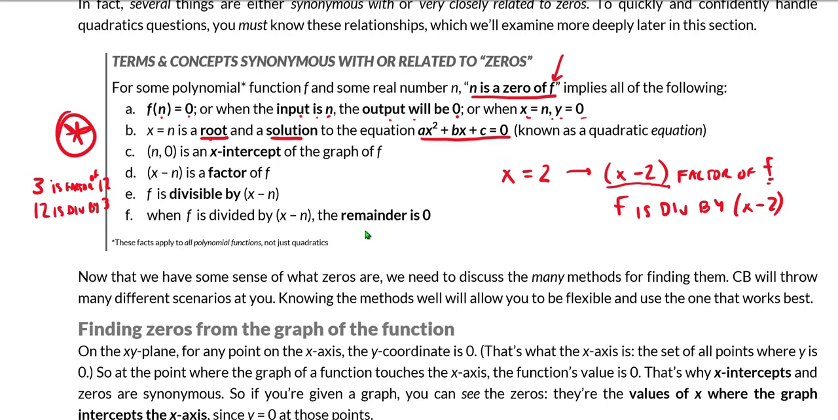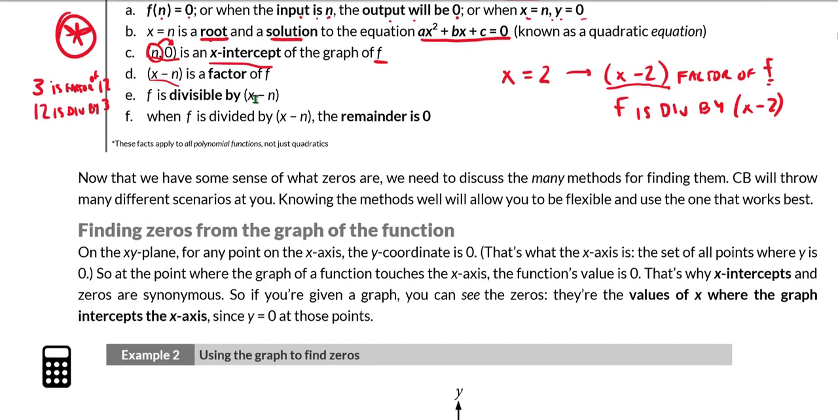But again, as of this point, it is important that you have some sense of all of these items, how they relate, namely the fact that they are pretty much synonymous with each other. And if you are given one of these, you can assume all of the others are true. So if I know that (n, 0) is an x-intercept of some polynomial function's graph, then I would know that n is a root. I would know that n is a 0. I would know that when n goes into the function, I get 0. I would know that x minus n is a factor of f, all that stuff.